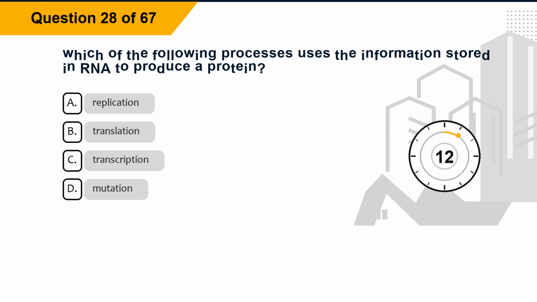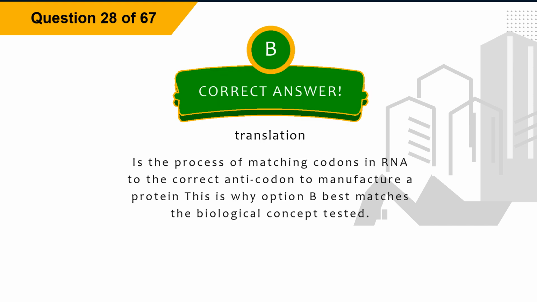Question 28. Which of the following processes uses the information stored in RNA to produce a protein? Option A, replication. Option B, translation. Option C, transcription. Option D, mutation. The correct answer is option B, translation.